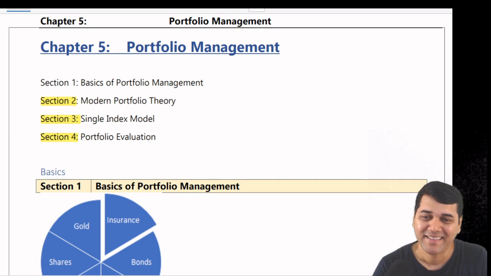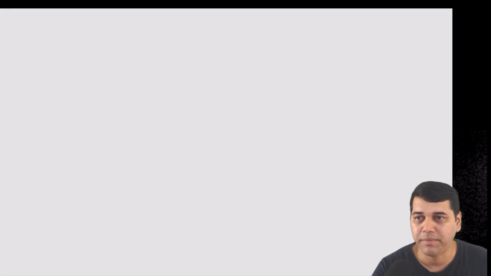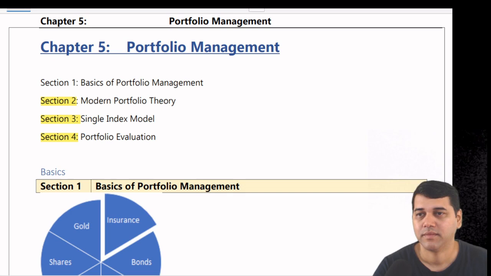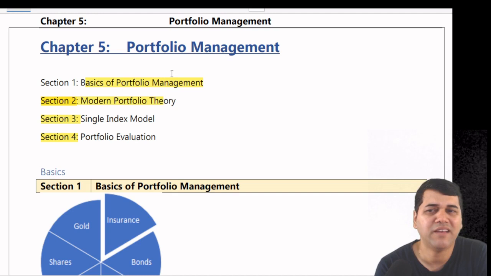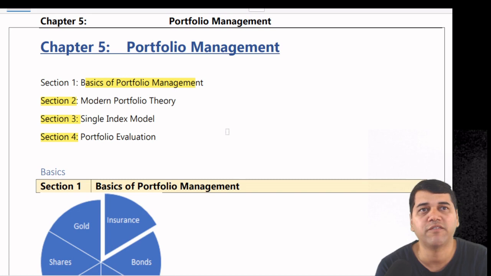So first we will talk about the basics. When I'm talking about basics, there is no examination question, just a basic part. Examination questions will start from modern portfolio theory.